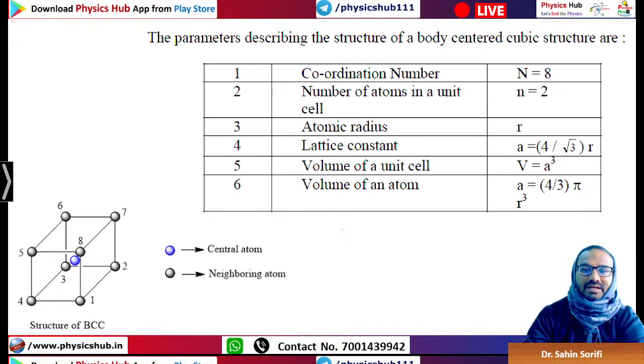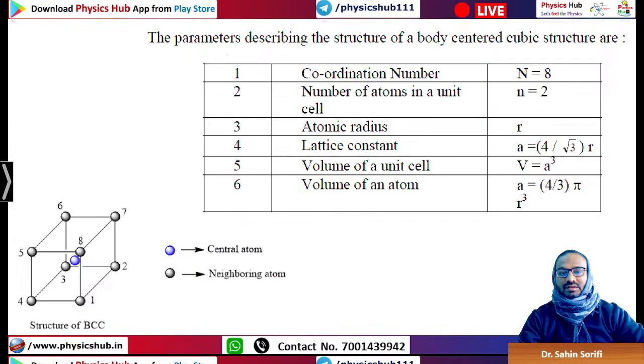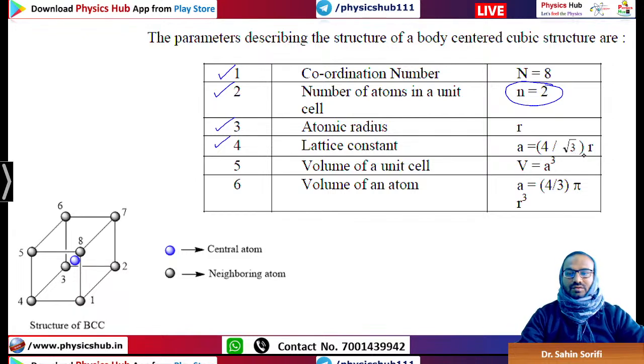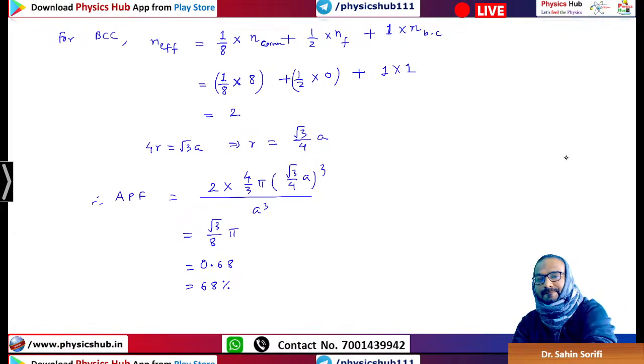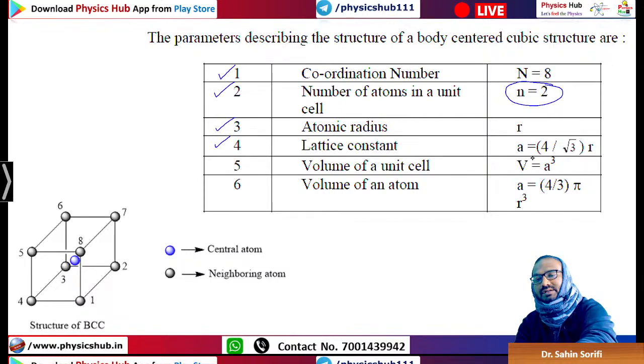Now the parameters describing the structure of a body centered cubic are, first of all, coordination number n equals to 8, that you know. Number of atoms in the unit cell, n effective, is equal to 2. Okay, atomic radius r, lattice constant a is equal to 4 by root 3 times r. Look, r is equal to root 3 by 4 a, and from here you can write a is equal to 4 by root 3 times r. So that is why 4 by root 3 times r is written.